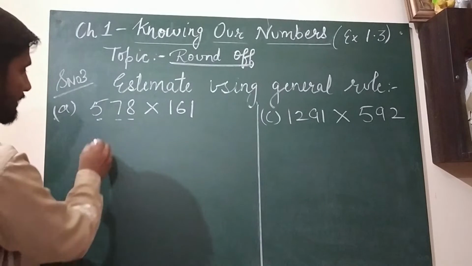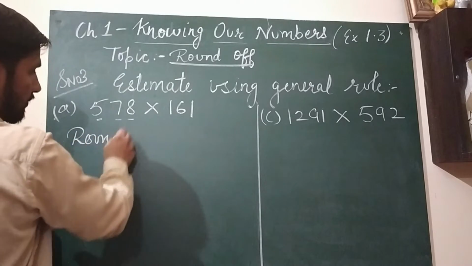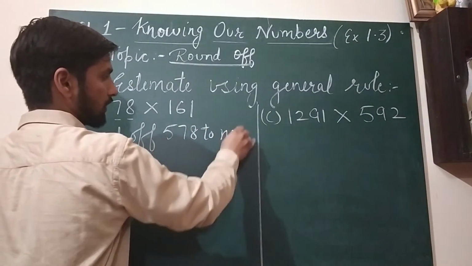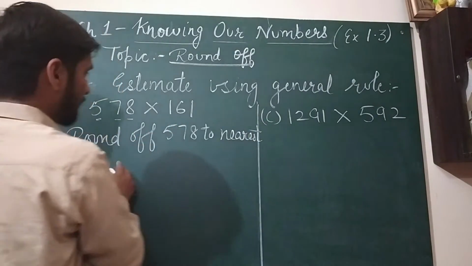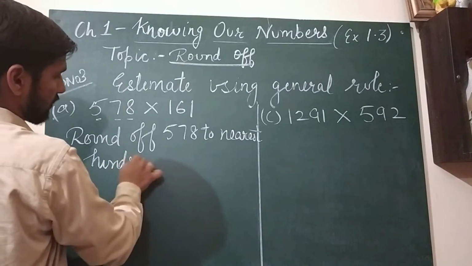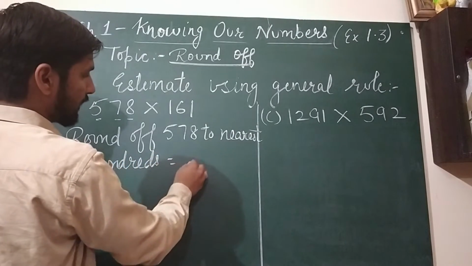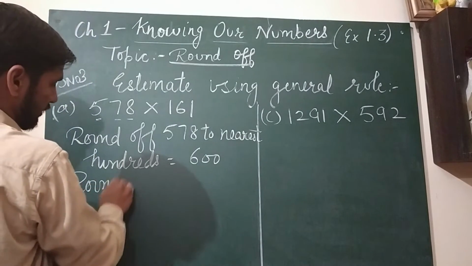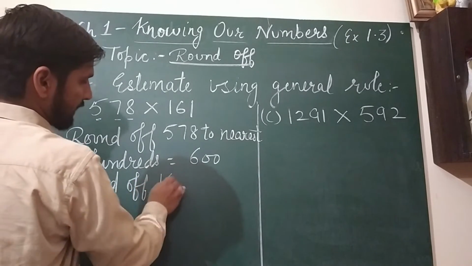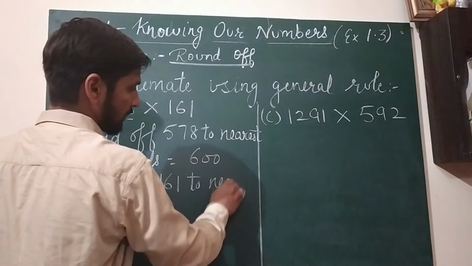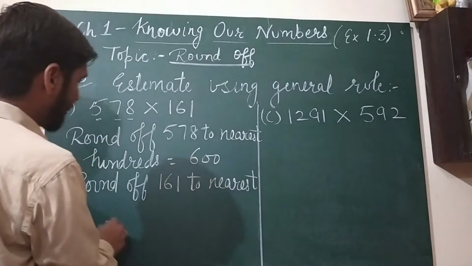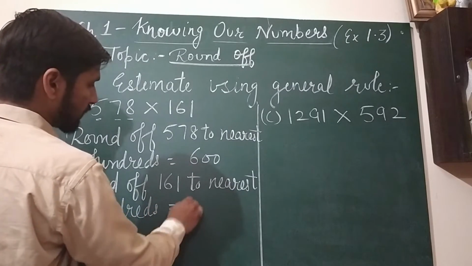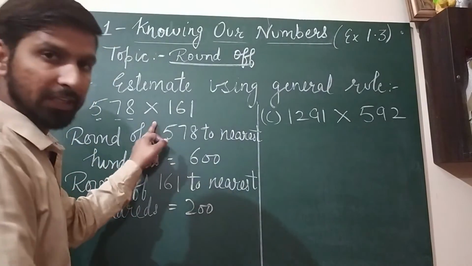So it will be written as: round off 578 to nearest hundreds is equals to 600. Round off 161 to nearest hundreds is equals to 200. Now we have to multiply.